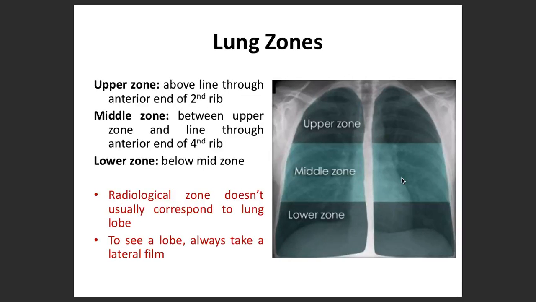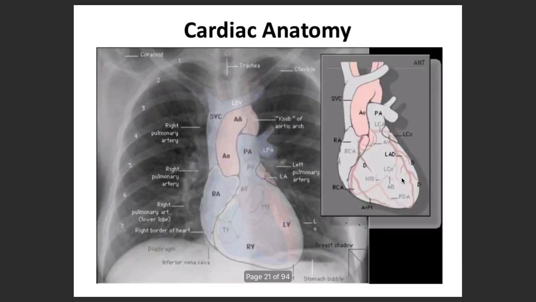Now coming to the lung zones, which I already talked about. There are 3 zones on the right side: upper, middle, lower zone, corresponding to the second, fourth, and below the middle zone, in fact. And one thing to always remember is that here the radiological zone doesn't correspond to the lung lobe, in fact. So if you're really curious to know about it, always try to take a lateral film.